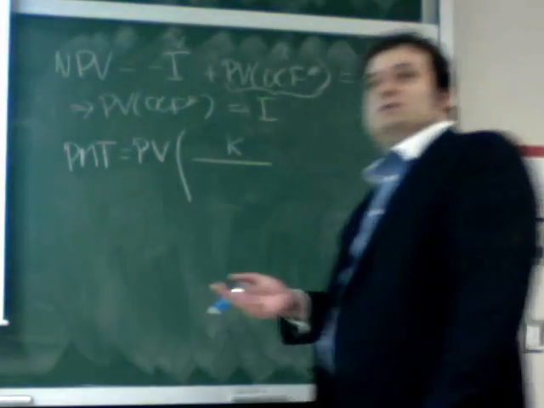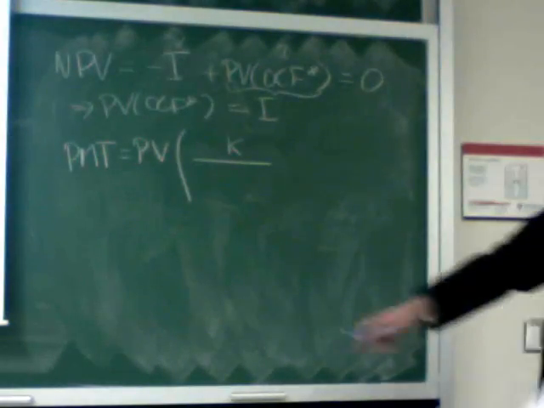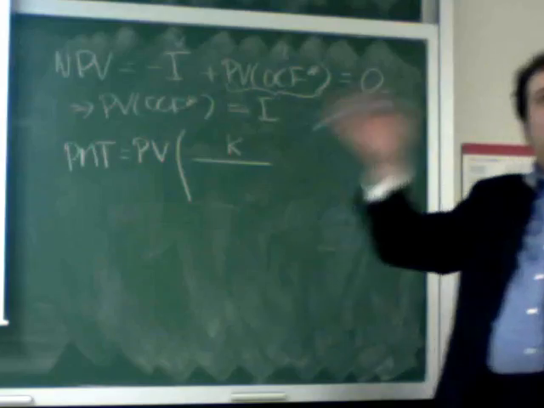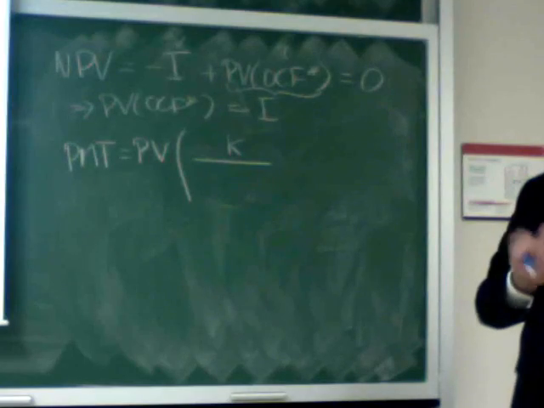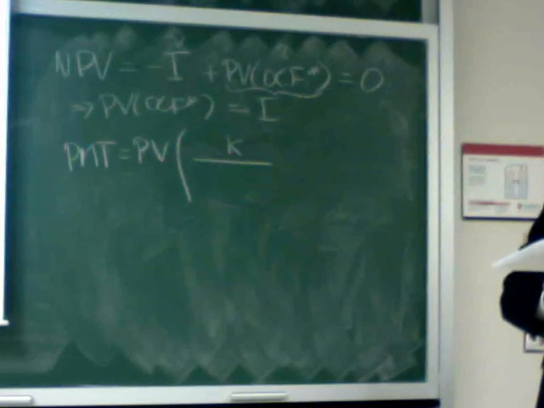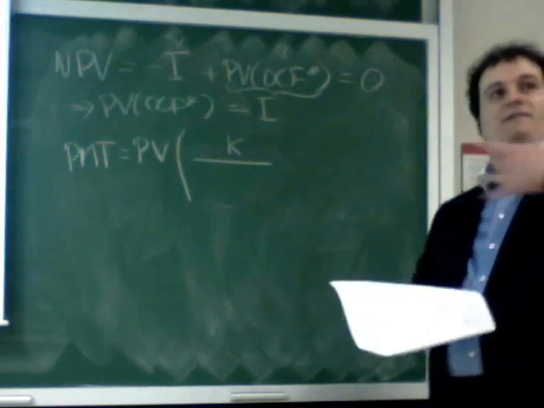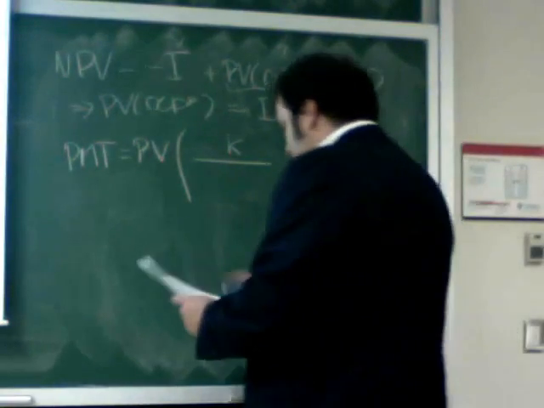You'll see in this course and in my notes or in the textbook, K or R, they're both used. They really mean the same thing. It's just a discount rate. Sometimes the textbook or the examples use K, sometimes they use R, but there's no difference between one and the other. That's just the time value of money discount rate.